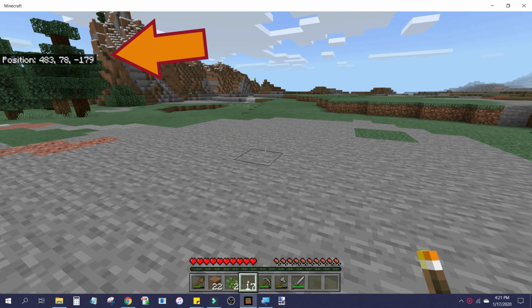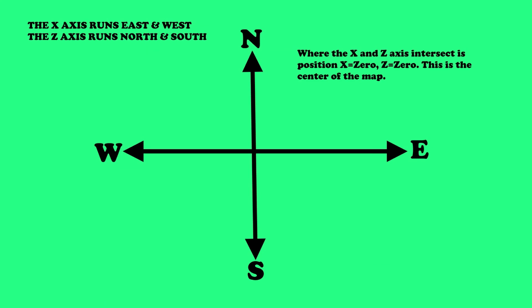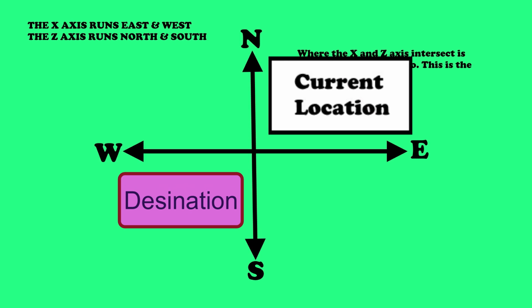So again, looking at these coordinates, the x is a positive number and the z is a negative number, we know that you are located somewhere in the upper right quadrant on the map. So based on the current location in the upper right quadrant and the destination in the lower left quadrant, we know that we have to travel south then west in order to get to our destination location.